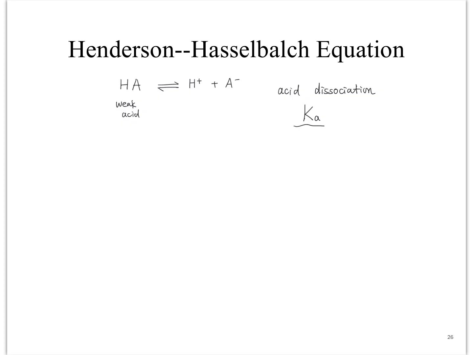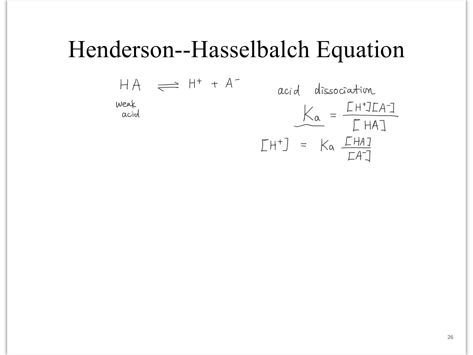So the acid dissociation constant is big K, Ka. To write this K out, we have the concentration of the proton and the concentration of the conjugate base, divided by the concentration of HA. So that is acid dissociation. What it tells you is that the proton concentration equals Ka, which is a constant, times the concentration of HA divided by the conjugate base concentration.